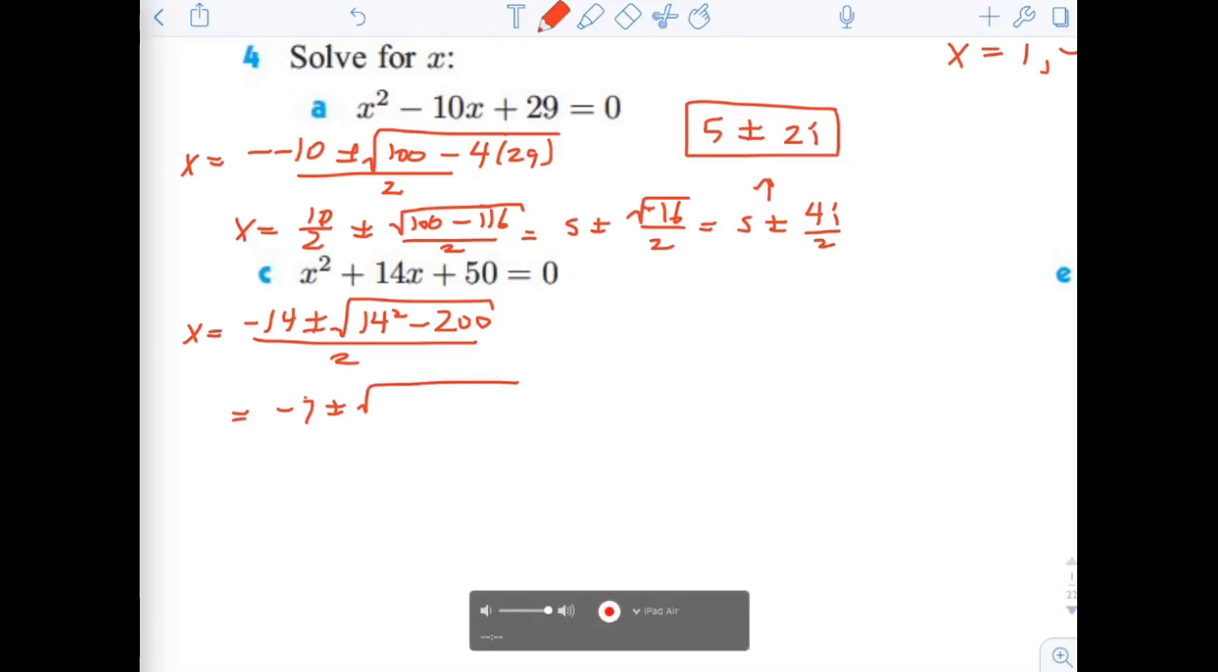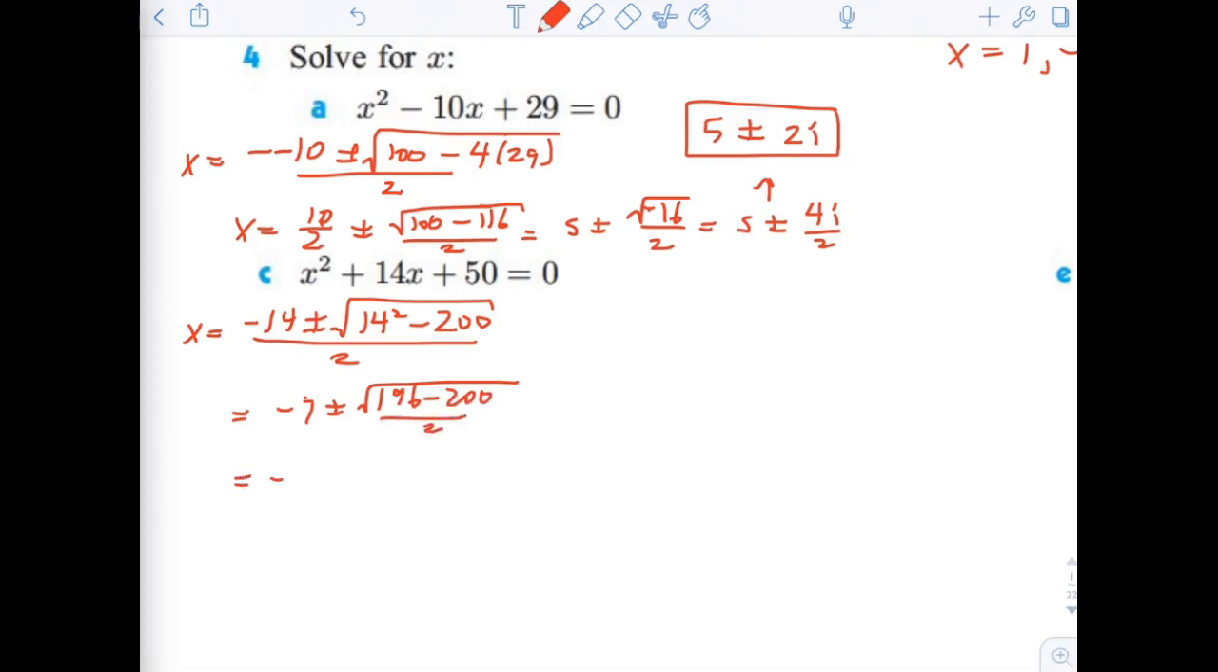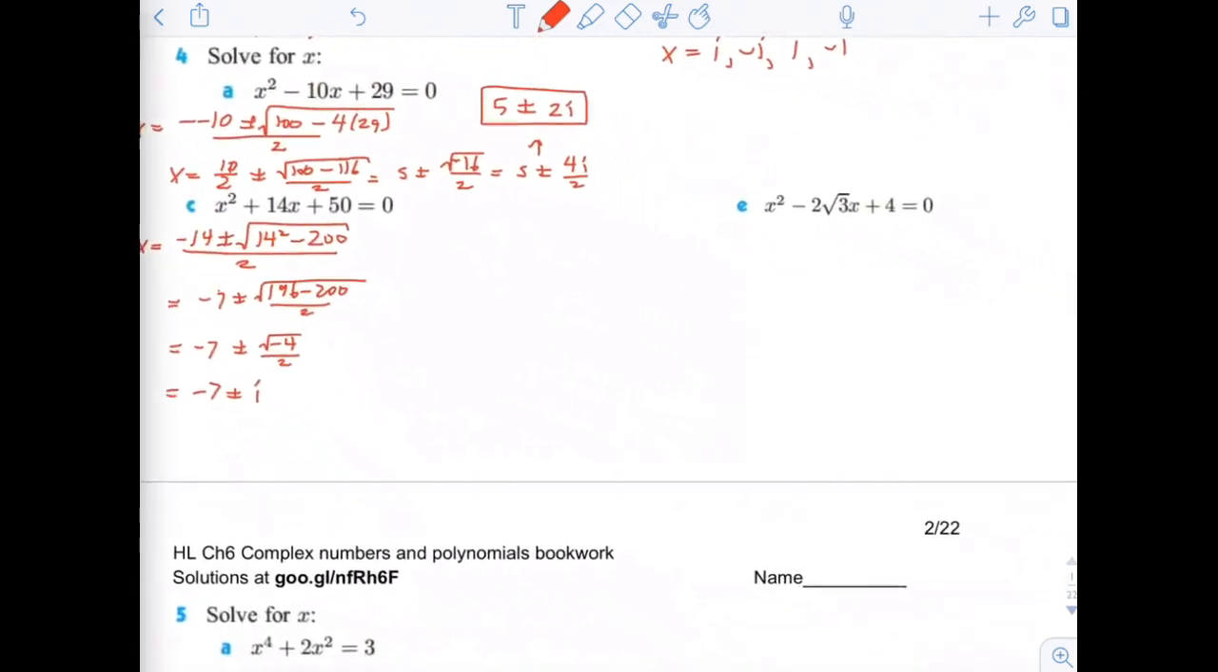Let's see what 14 squared is on the offline calculator. 14 squared is 196. So that's 196 minus 200 divided by 2. So that would be negative 7 plus or minus the square root of 196 minus 200, which is the square root of negative 4, divided by 2. So negative 7 plus or minus the square root of negative 4, which is 2i. 2i divided by 2 is i. So the answer is negative 7 plus or minus i. One last one on this page.